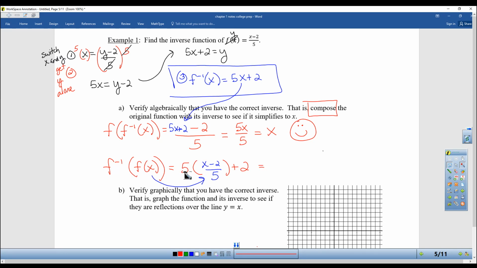Well, when I multiply by 5 and divide by 5, they cancel, and I just get x minus 2, and then I still have that plus 2, which leads me to x.